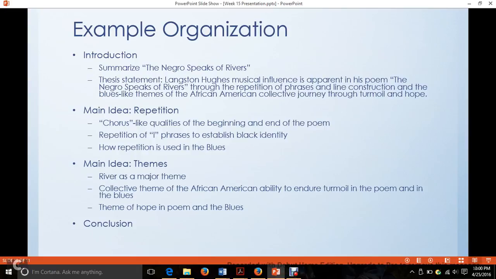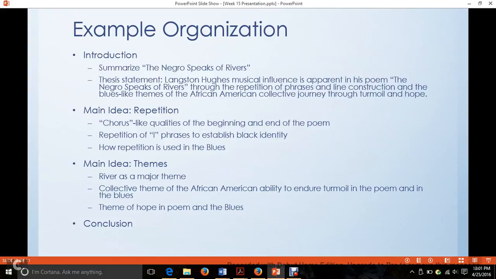And then I'll have another section in the body of my paper about the themes that connect to blues music. So rivers are a major theme in blues music, and so I will show how it connects to the poem, and perhaps I'll look up some different songs and writers of blues music that use rivers and waterways in their music. And then I will have a section there that talks about the collective theme of African American ability to endure turmoil.